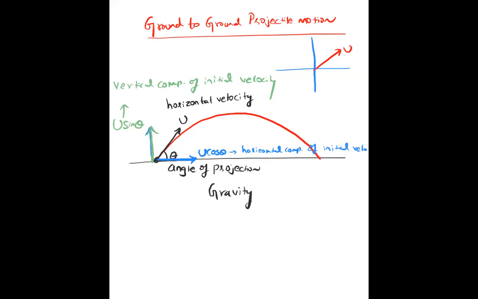Once the object has left your hand, you are not touching the object. If you are not touching the object, you don't have magic either. So you cannot apply force on that object by any means. The only force acting on that object is gravity, and that gravity is in the downward direction. And the original direction of the velocity, the original direction of the body, is in this direction.